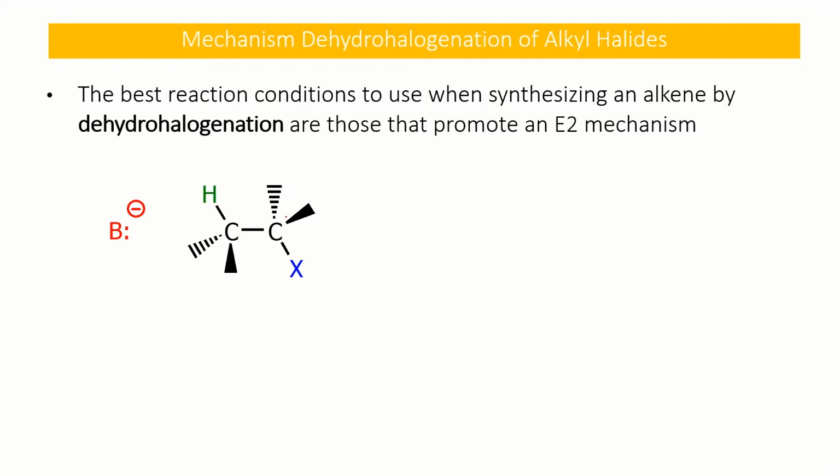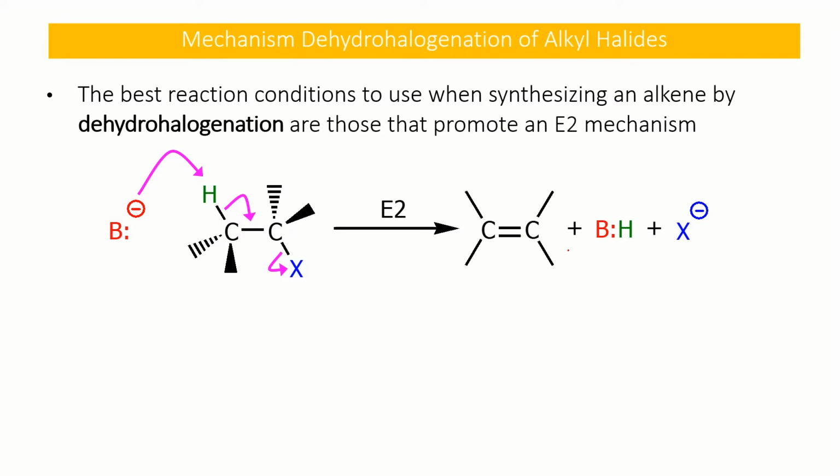The mechanism is an anti-periplanar mechanism, and we'll focus on that later, but it's a one-step mechanism, i.e. a mechanism going by just one transition state to generate the alkene.